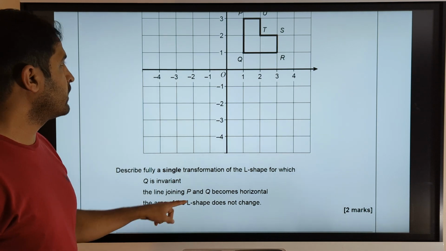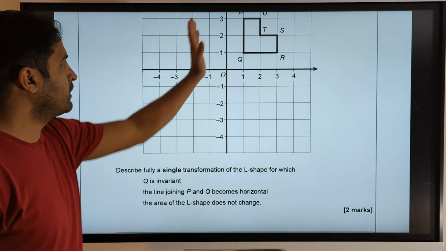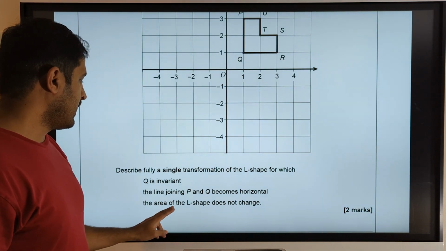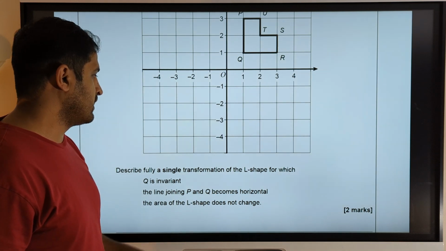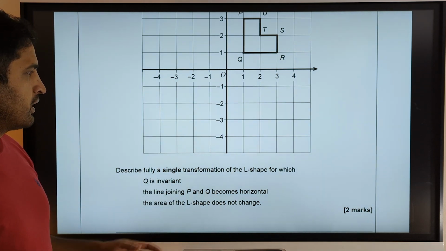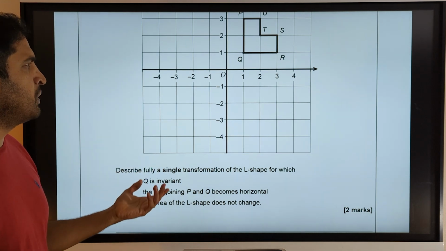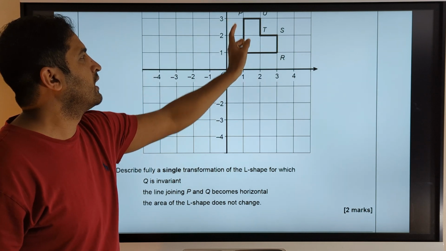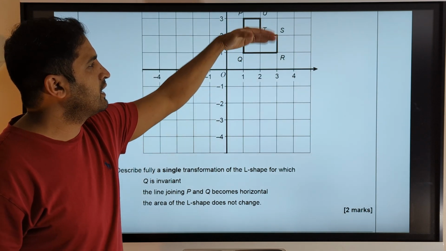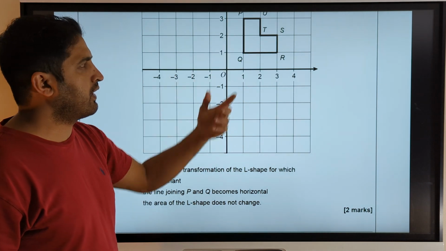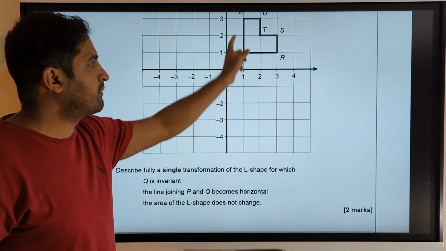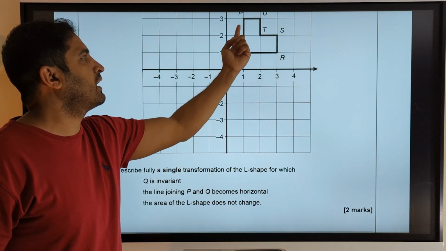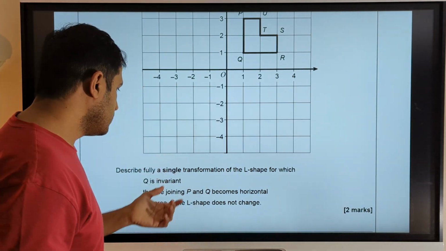Okay. The line joining PQ becomes horizontal, so that line has to go there. So we're looking to rotate it. The area of the L shape does not change, so we're not looking to make it any different. Okay, so there are two ways I can do that. That line becomes there, and Q would be invariant if you rotate this shape 90 degrees clockwise. The area will remain exactly the same, and that line becomes horizontal. Another way you can do it is reflecting that line. So that line goes there, and PQ will be there. So there are 2 different ways you can do that.